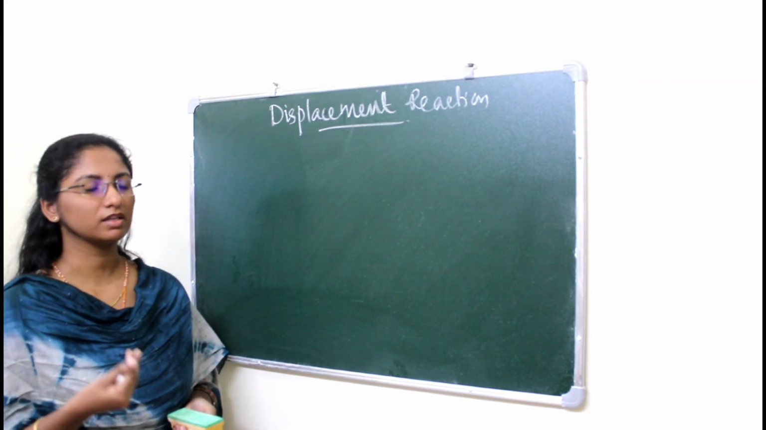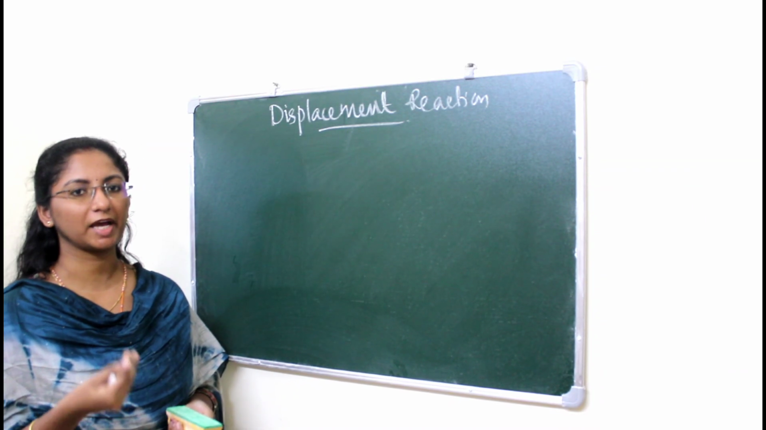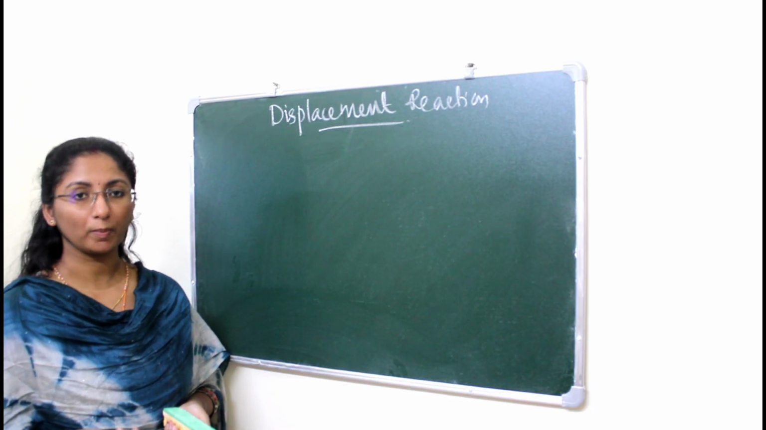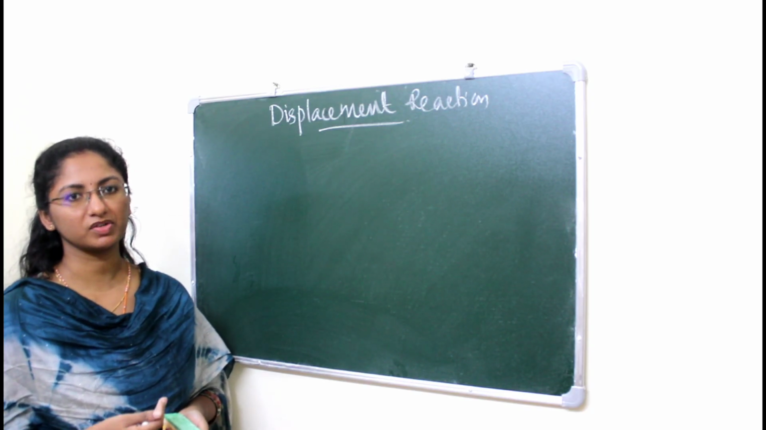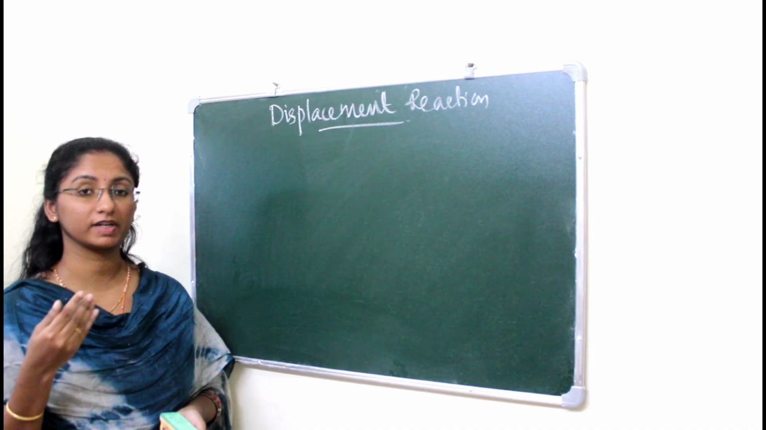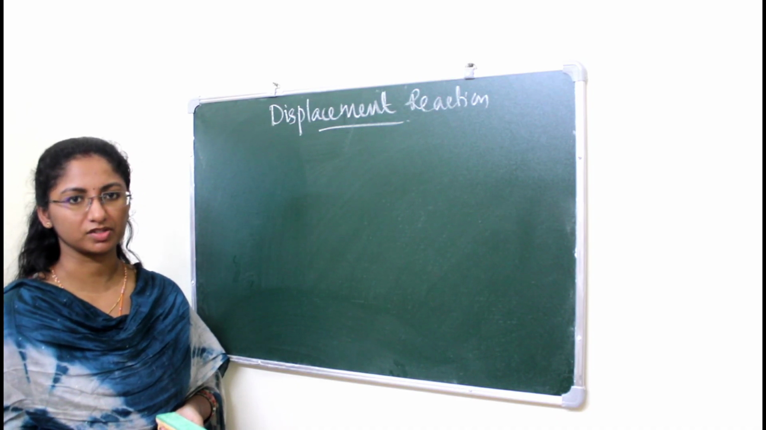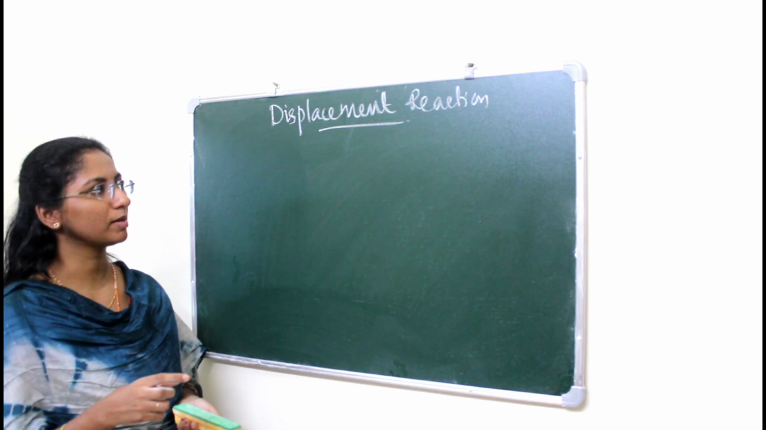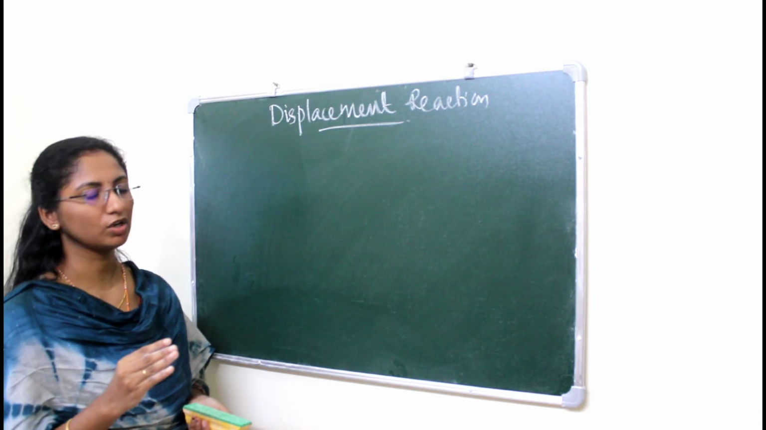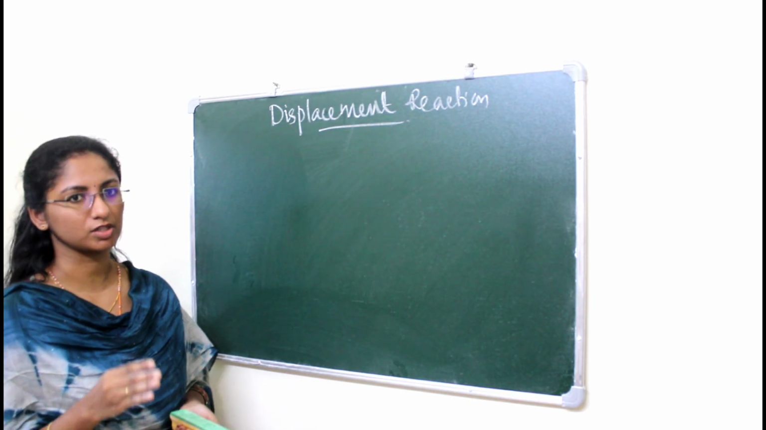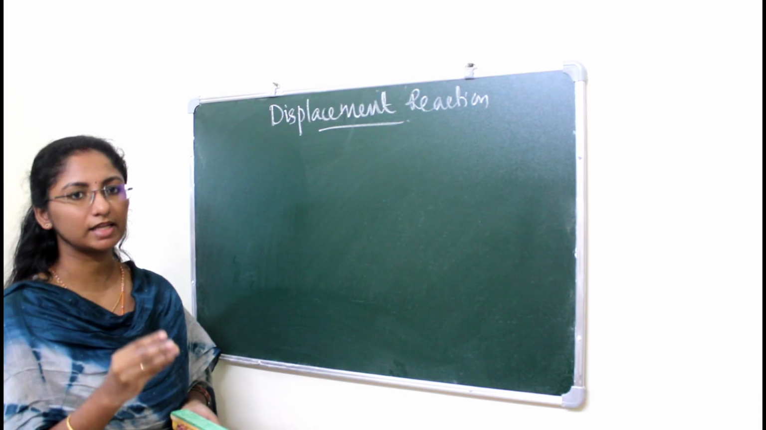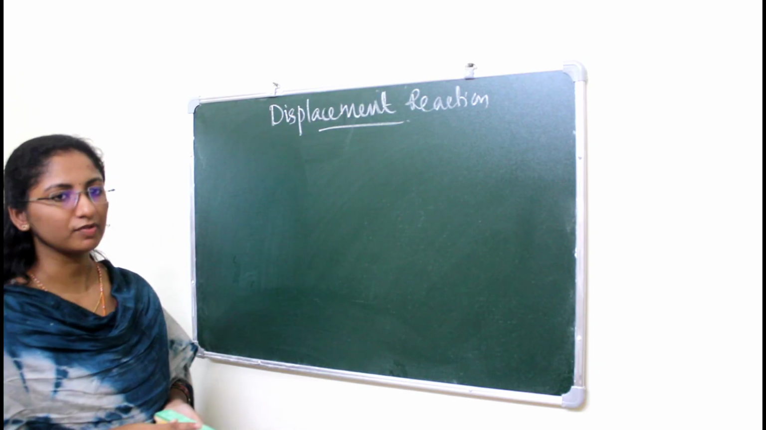So in the previous part we discussed the types of chemical reaction, right? Combination reaction, decomposition reaction, displacement reaction, double displacement reaction, oxidation and reduction, and redox reactions. We already discussed the main points of these types of reaction. So in this class we will discuss displacement reaction in detail.